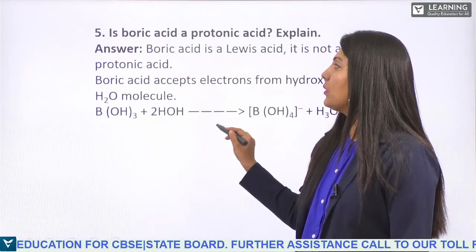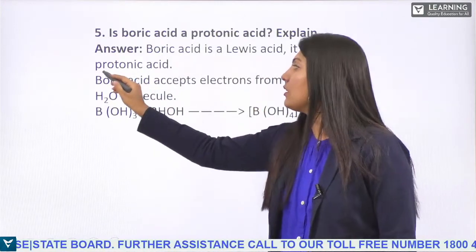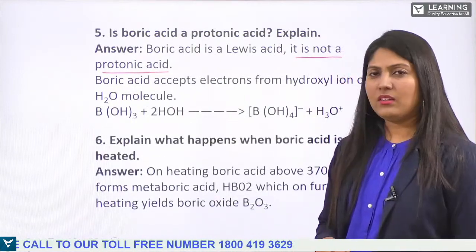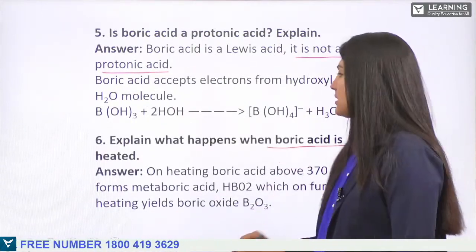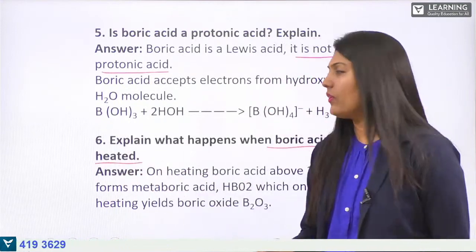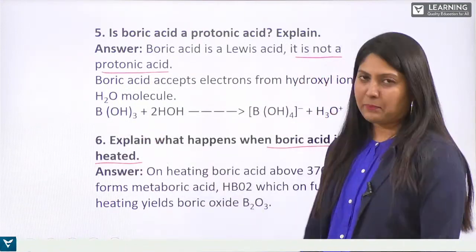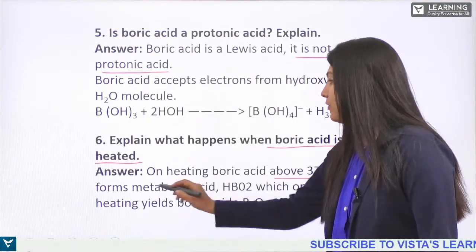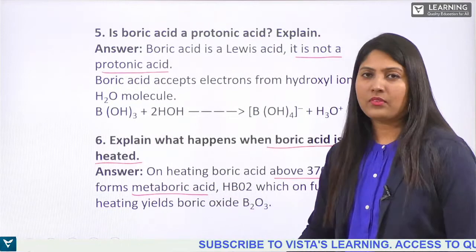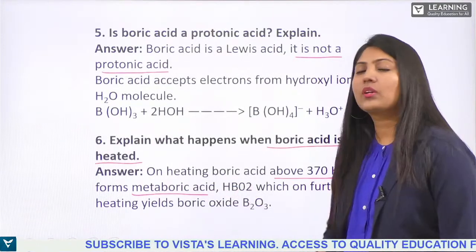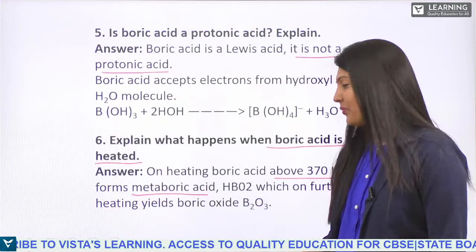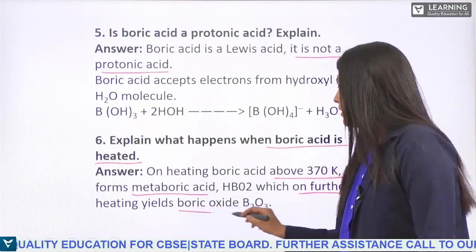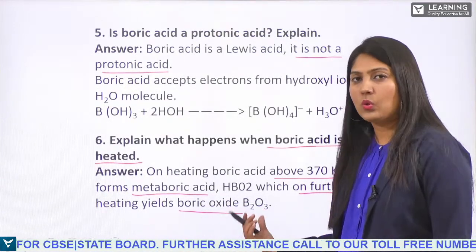Got it? So boric acid will not act as a protonic acid. Explain what happens when boric acid is heated. So when we heat this boric acid, what happens? On heating above 370 Kelvin, it forms metaboric acid, HBO2. And further, if you keep on heating, then we get boric oxide, B2O3.